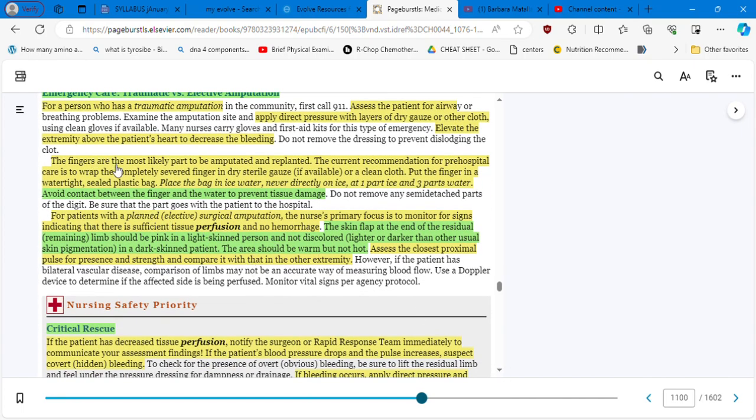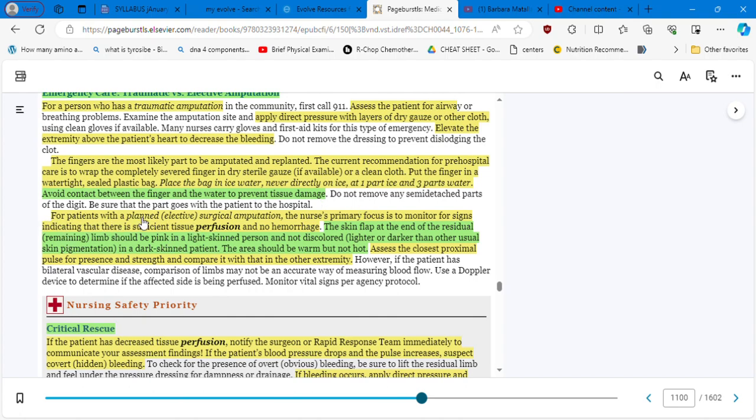The fingers are the most likely part to be amputated and replanted. So the current recommendation for pre-hospital care is to wrap the completely severed finger in dry, sterile gauze, if available, or a clean cloth. Put the finger in a watertight, sealed plastic bag. Place the bag in ice water, never directly on ice. Add 1 part of ice and 3 parts of water. Avoid contact between the finger and the water to prevent tissue damage.